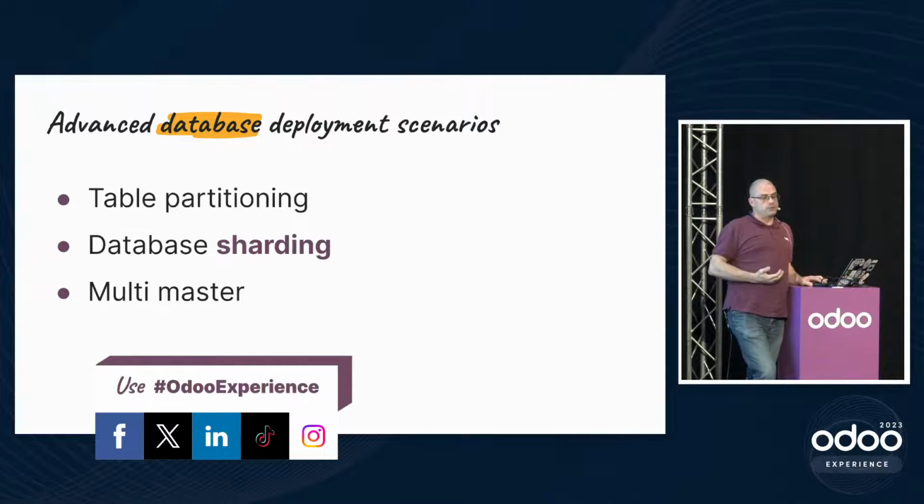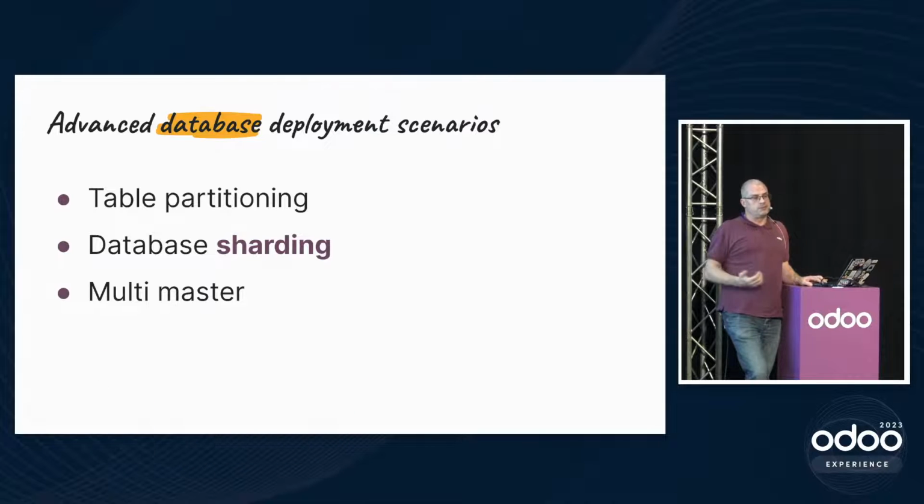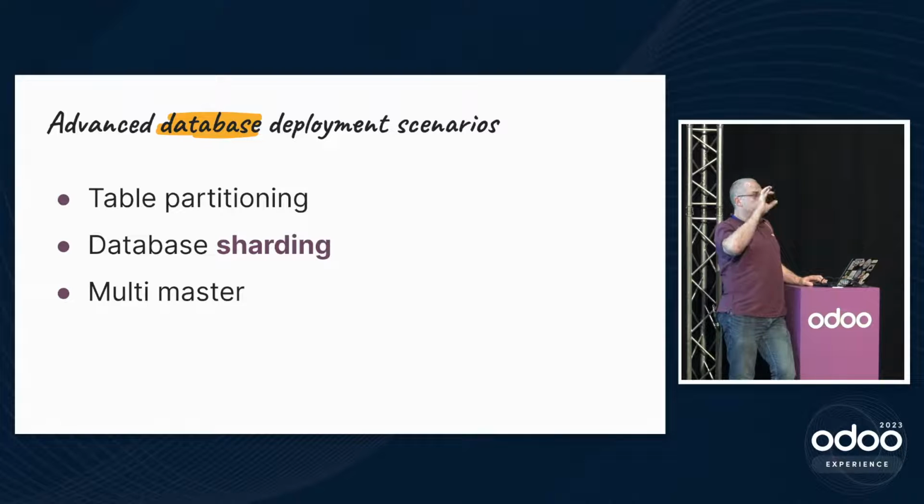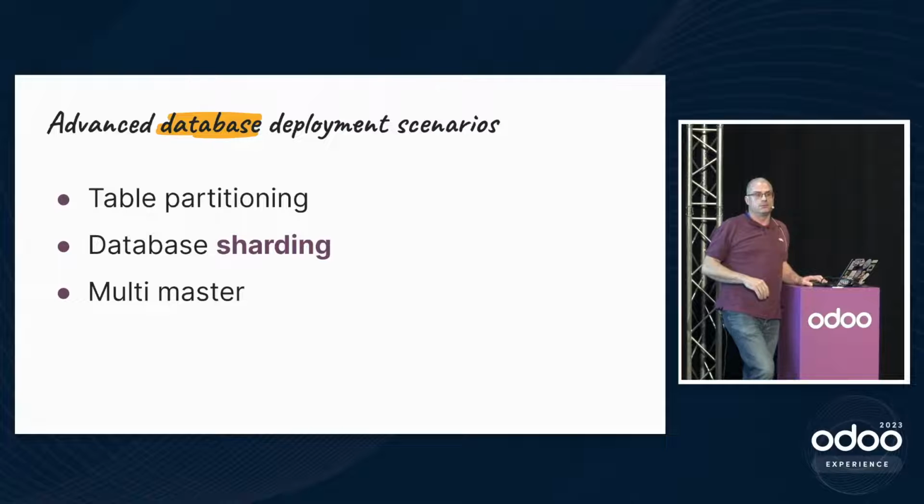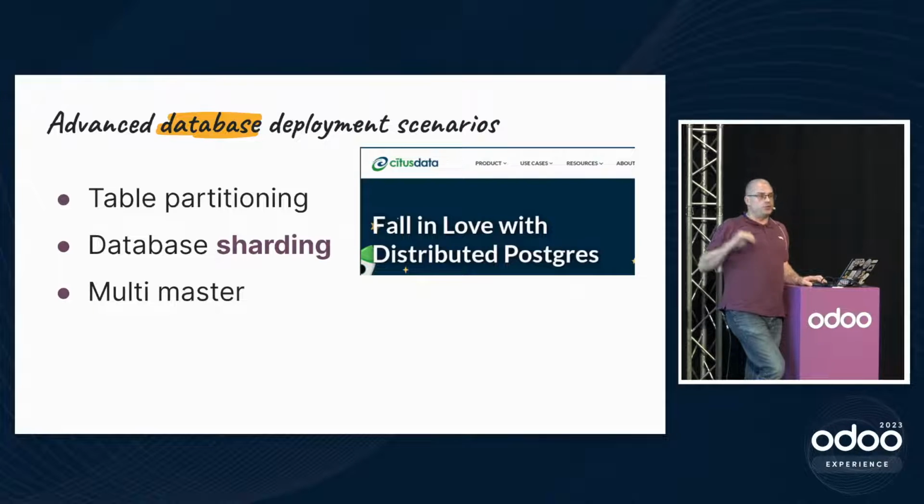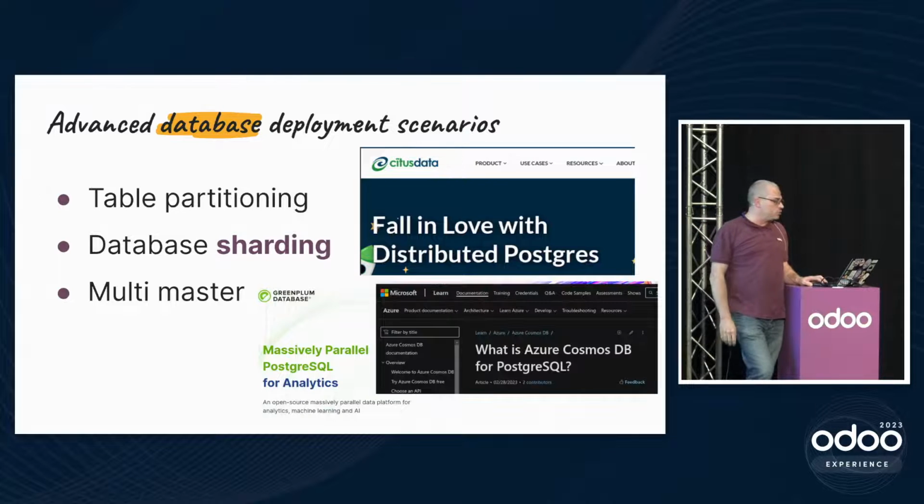To improve the performance of the system, you have multiple things you can do. You can do table partitioning. You can do what is called database sharding, which means putting some pieces of the database in different locations, on different physical servers. You can even find many people asking for multi-master replication, which doesn't exist in PostgreSQL. If you search the net, you will find plenty of solutions to achieve this.